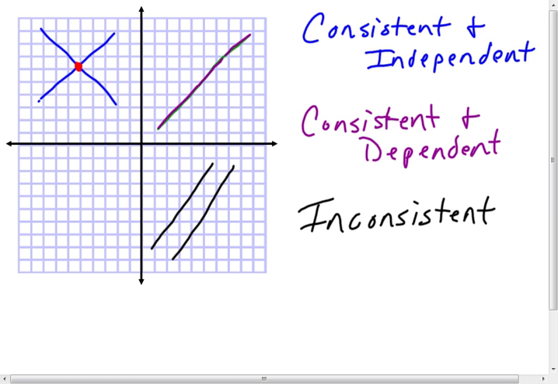The last one is inconsistent. You see in black, that means we have two lines that are parallel. These lines never touch each other, and in that case there is no solution.